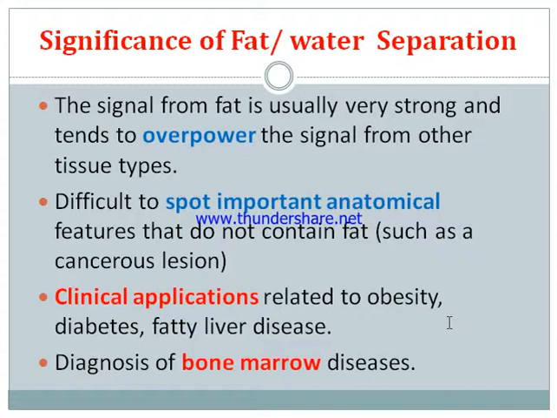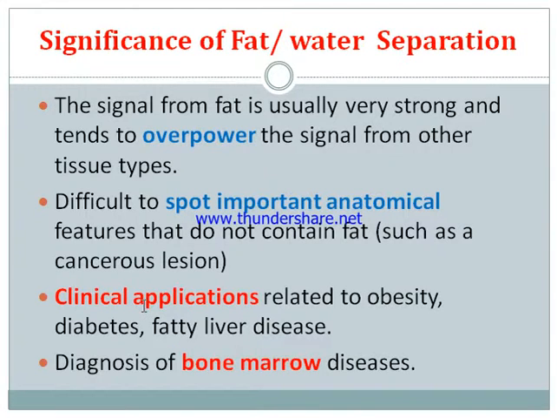Magnetic resonance images that are obtained in vivo usually contain signals from both water and fat. However, the fat signal tends to overpower the signal from other tissues. In many pulse sequences, the fat appears hyperintense, and that could cause image degradation. For example, it's difficult to spot important anatomical features like cancerous lesions.